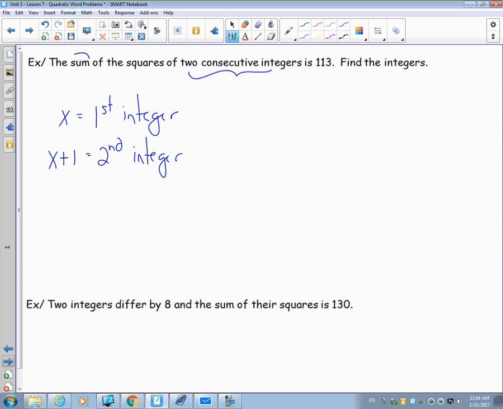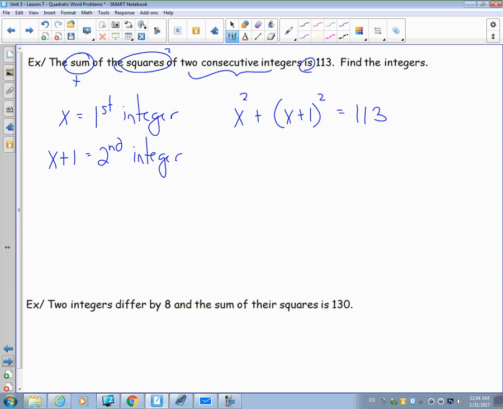Now I want to take the sum, which means I want to add the squares, which means I want to square things. So I'm going to take the first one and square it, and then add that to the second one squared, and I know it comes out to 113. There's my equation. One variable, just the letter x, which means it's solvable the way it is. But in order to solve it, I need it equal to 0 and standard form first.